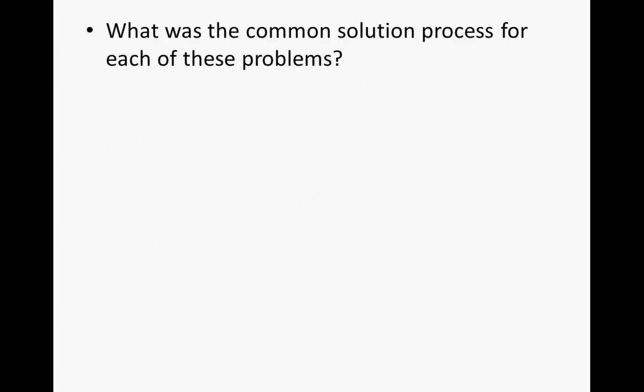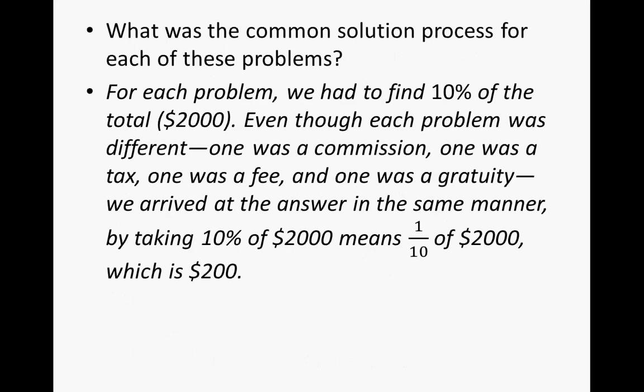So what was the common solution process for each of these problems? Well, for each problem we had to find 10% of the total, which was $2,000. Even though each problem was different, one was a commission, one was a tax, one was a fee and one was a gratuity, we arrived at the answer in the same manner by taking 10% of $2,000, which means 1/10 of $2,000, which is $200.